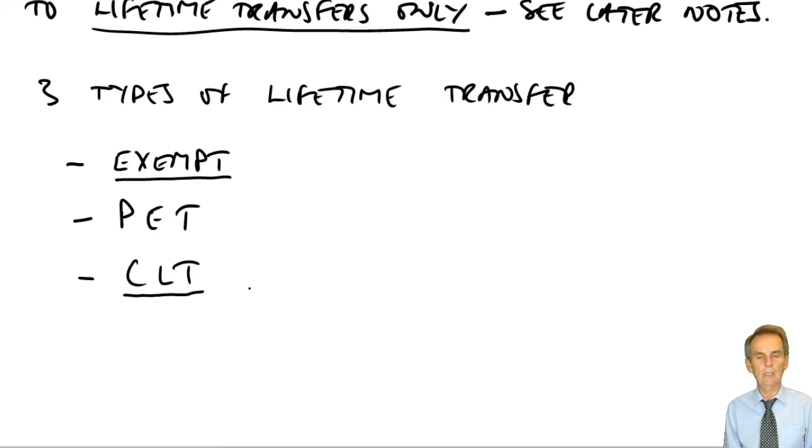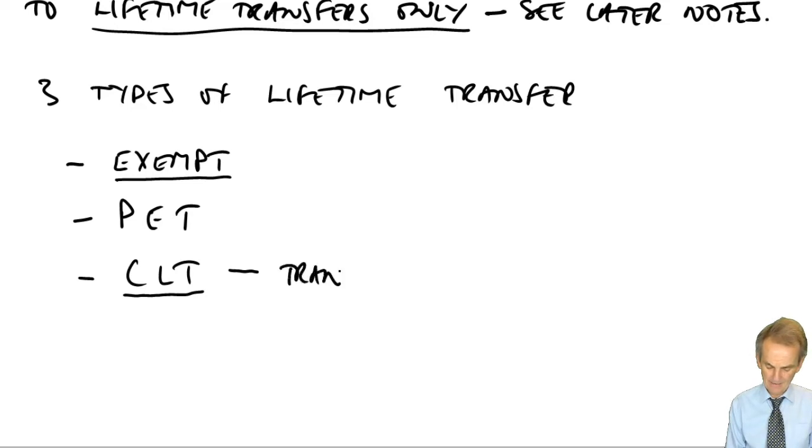A CLT is a chargeable lifetime transfer. Now that is telling you something. It is telling you that that CLT is both chargeable in lifetime, i.e. when made, as well as being chargeable on death. Only, of course, on death if that CLT was made within the 7 years of the date of death. So what are these CLTs to begin with? They are transfers into a trust.